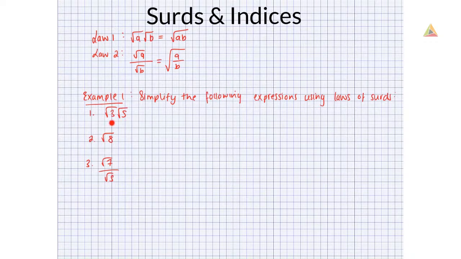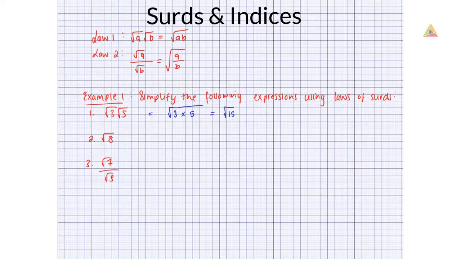So this one here, root 3 by root 5. So if root A by root B is the same as saying the root of A by B, we can rewrite this. So root 3 multiplied by root 5 is the same as saying root of 3 by 5. The root of 3 by 5 gives you root 15, and that's the answer.